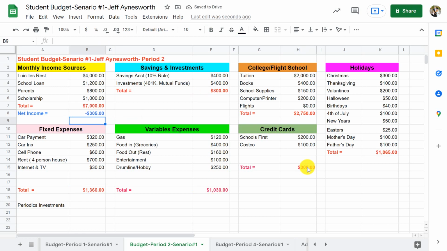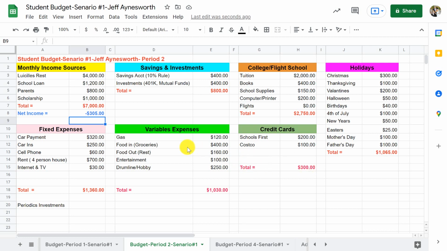And what does that mean? It says negative 305. So what does that imply? It implies not enough income. It means that I'm overspending. So in this case, if this is Dustin right here, he's in trouble. So he's going to have to either earn more or spend less, one of the two.